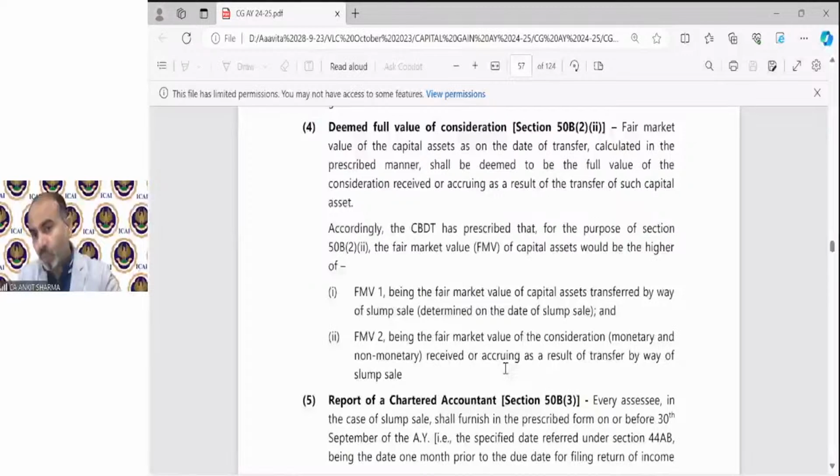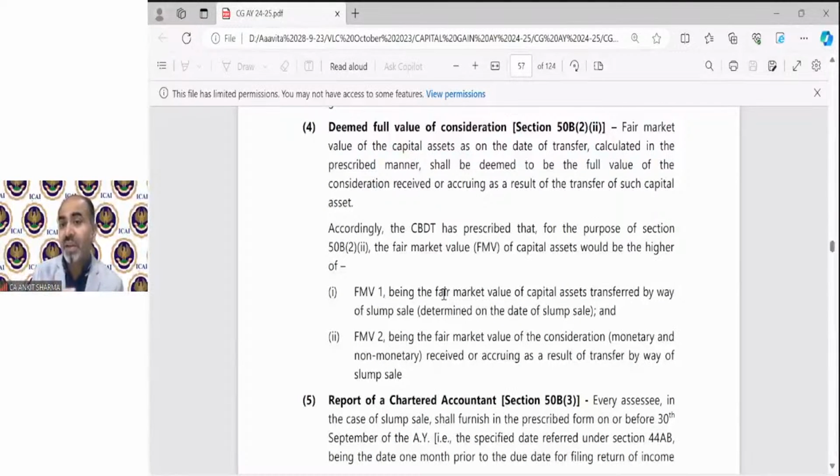Whatever the consideration you are getting in case of slum sale is FMV2. And FMV1 is the actual fair market value of that capital asset. So FMV1 is the technical one, while FMV2 is monetary or non-monetary consideration. So they both are different on the date of transfer by way of slum sale. But FMV1 is the FMV of the capital asset.